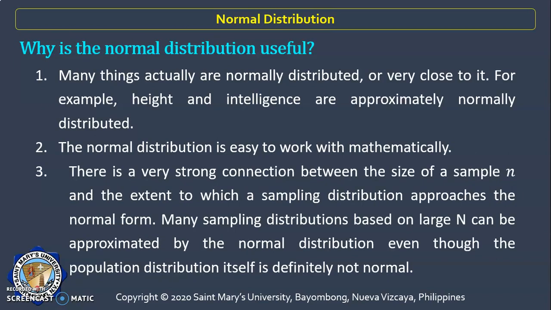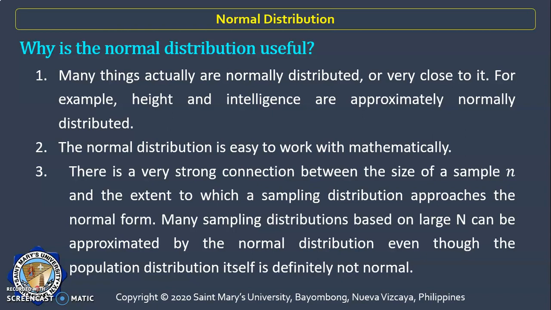So, why is the normal distribution useful? Because number 1, most things are approximately normally distributed, like the height and intelligence. They are normally distributed. Number 2, the normal distribution is easy to work with mathematically.